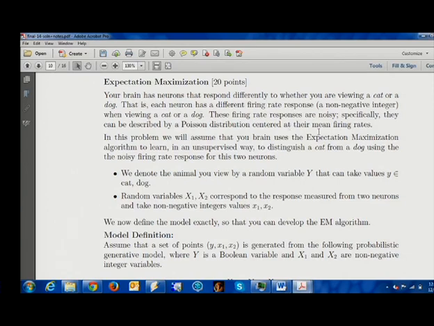These firing rate responses are noisy. Specifically, they can be described as a Poisson distribution centered at their mean firing rate. In this problem, we will assume that your brain uses EM as a way to learn in an unsupervised way to distinguish cat from dog. Of course, it will not know which one is a cat and which one is a dog, but it will distinguish these two observations, using the noisy firing rate responses of these two neurons.